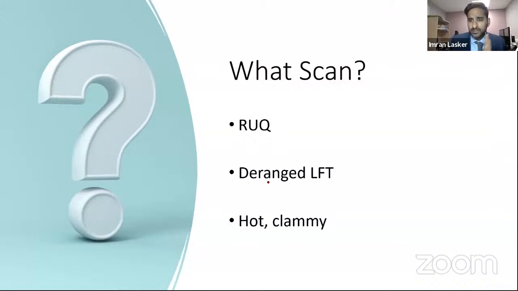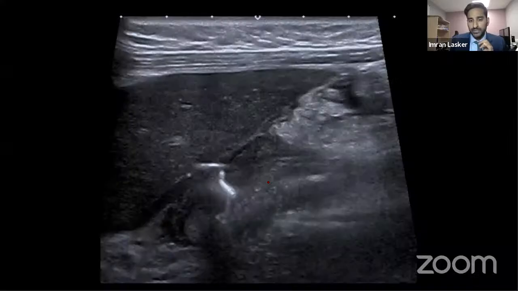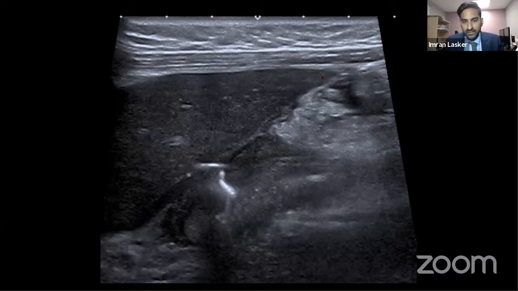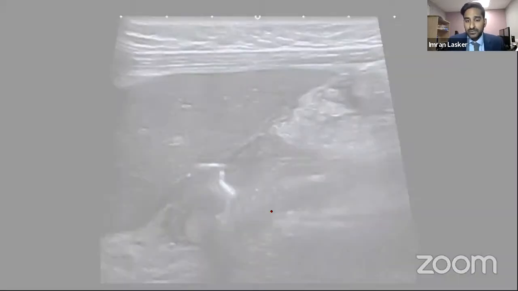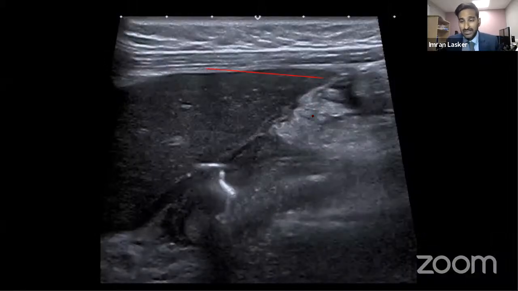So here we go. We've got someone who's got deranged LFTs and they've got right upper quadrant pain. We've done the ultrasound scan. So what I'm showing you here is the liver. All right, so this is the liver over here. Oh, sorry, it's going to slow down a bit. So you've got the liver over here, and then you've got what looks like the duodenum. I'm going to tell you now the gallstone. Hopefully that's working. Sorry, it's going to be a little bit slow because the scan coming up has got a few images.